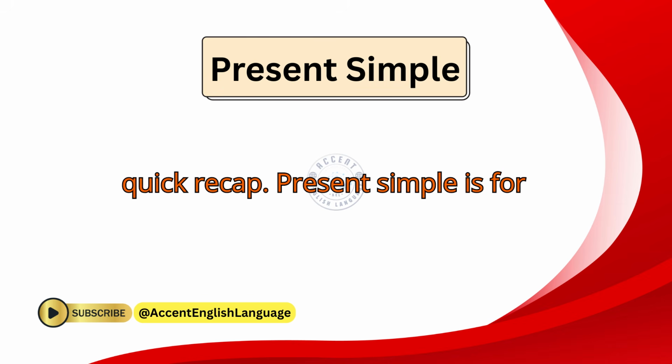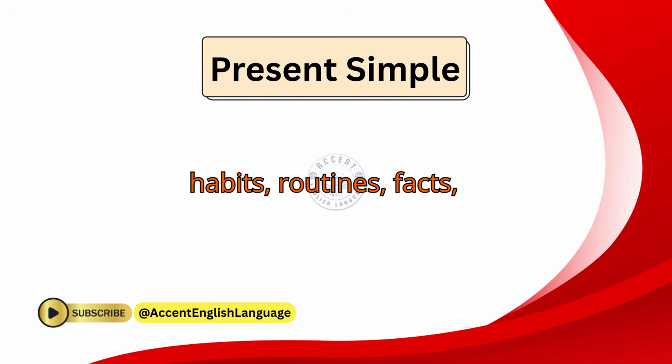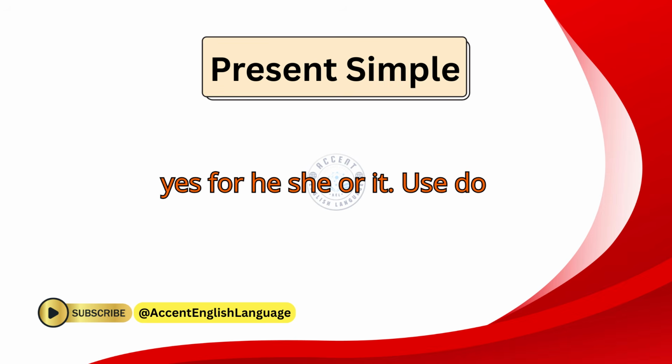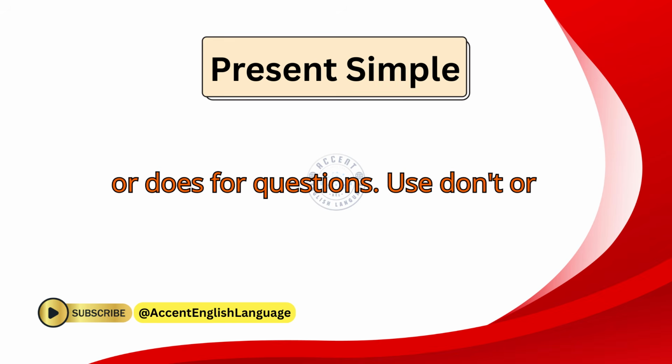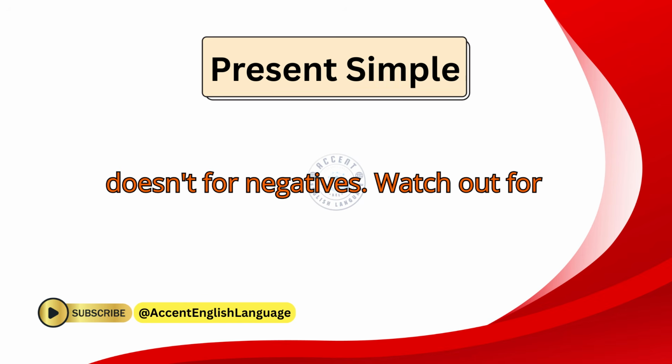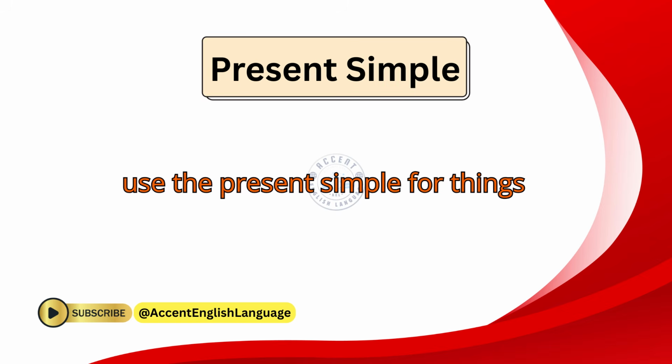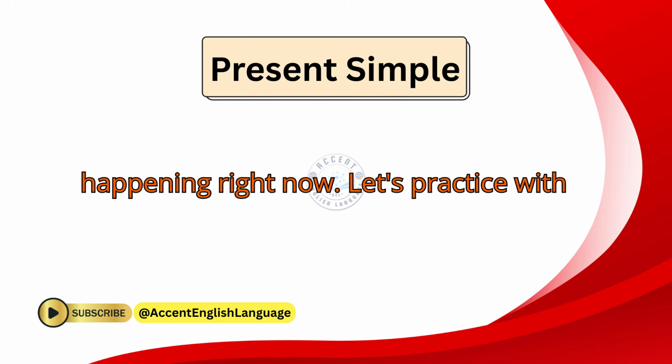Let's do a quick recap. Present simple is for habits, routines, facts, schedules, and feelings. Add s or es for he, she, or it. Use do or does for questions. Use don't or doesn't for negatives. Watch out for spelling changes. And remember, don't use the present simple for things happening right now.